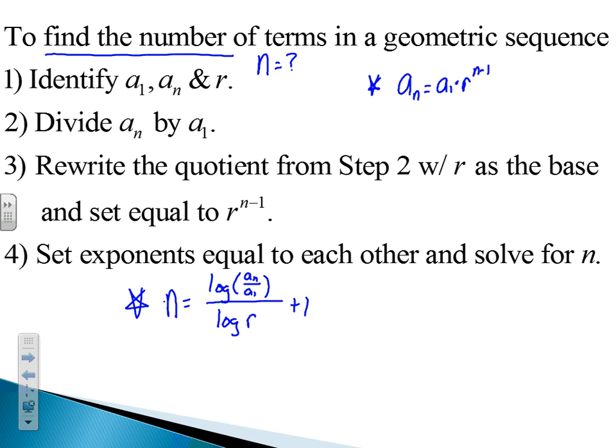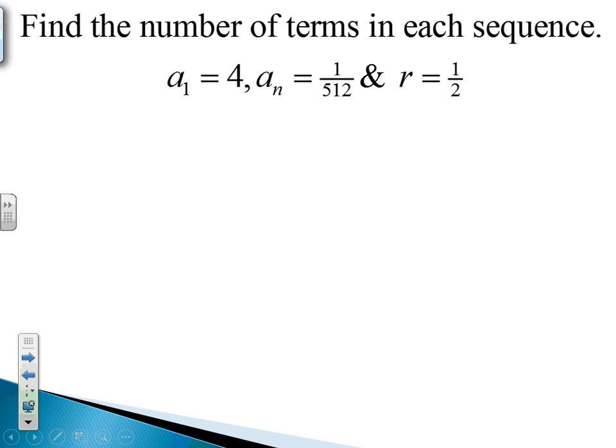All we're doing is rearranging the general rule of an exponential function, or of a geometric sequence in this case, so that we can find out how many terms there are. Now, the examples that I'm going to show you will do one of each, meaning one is going to be done in such a way that a common base is easy to get, and another one not so much. So let's see what we have here.